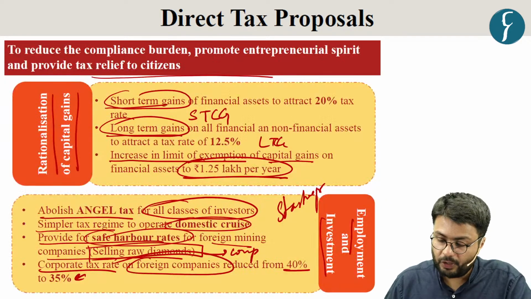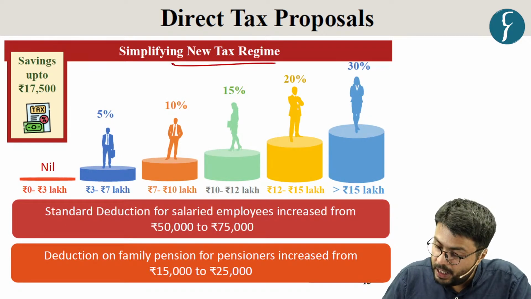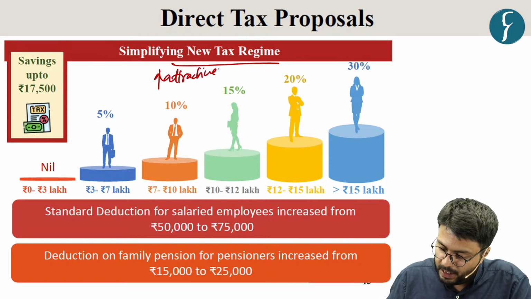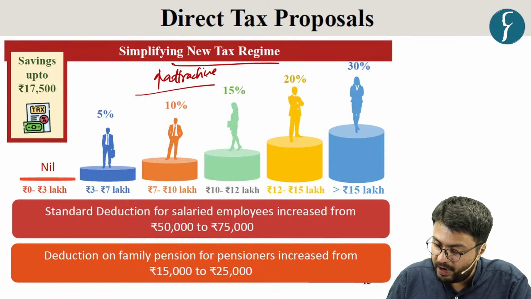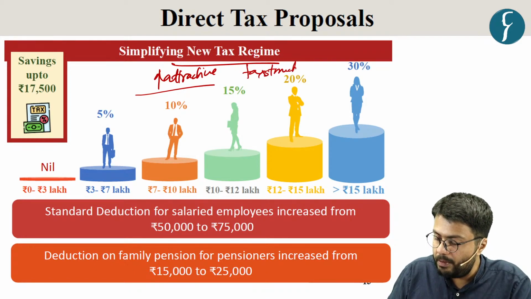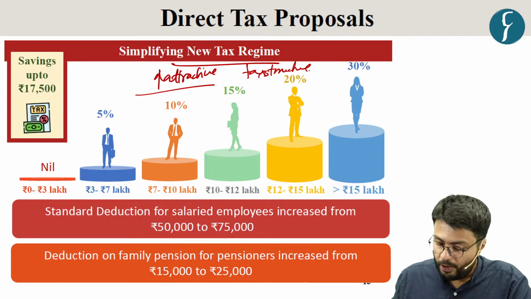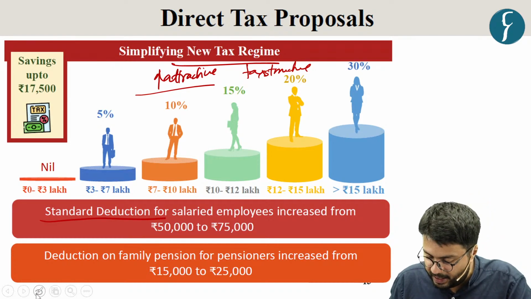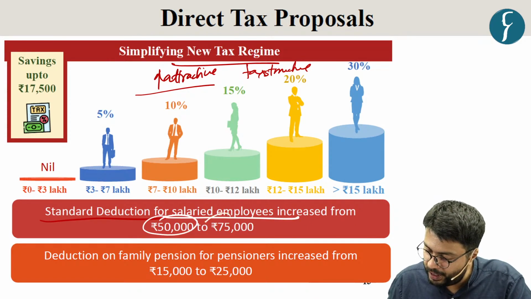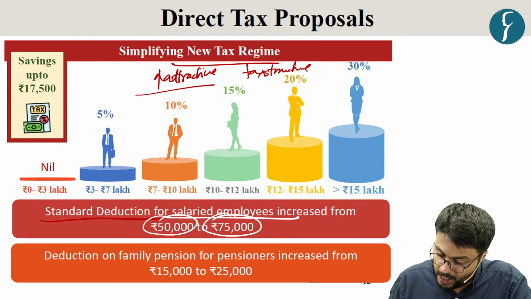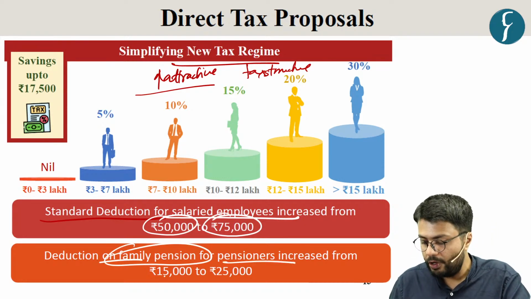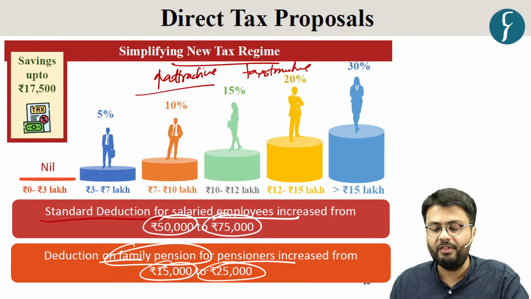Additionally, the government is also looking to make the new tax regime more and more attractive. Now, in this regime, the government has undertaken rationalization of the tax structure in order to make this regime more and more attractive. Further, the government has extended the standard deduction provided to salaried employees from 50,000 to 75,000, in addition to providing a deduction on family pension for pensioners from 15 to 25,000.